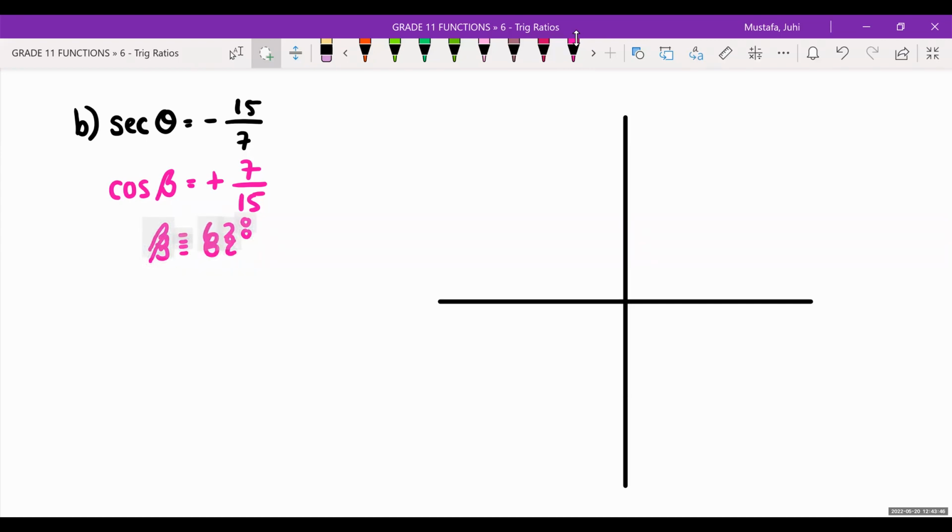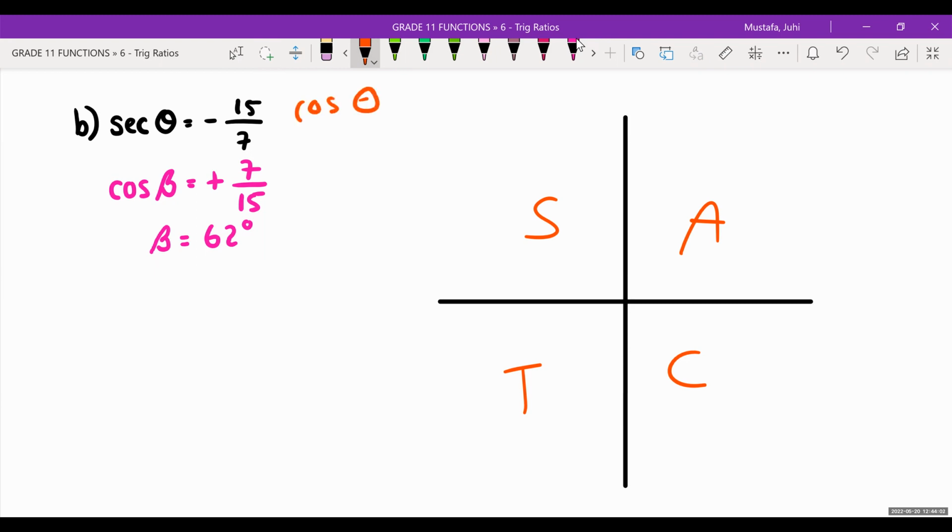And I got 62 degrees. Now, according to the CAST rule, C-A-S-T, this is like saying, where is cosine negative? The original question is secant. Secant's related to cosine. So we're really trying to figure out where is cos negative. Everything is positive here. Cosine is positive here. Cosine is negative here. And cosine is negative here. So we're going to place the 2 arms in quadrant 2 and quadrant 3.